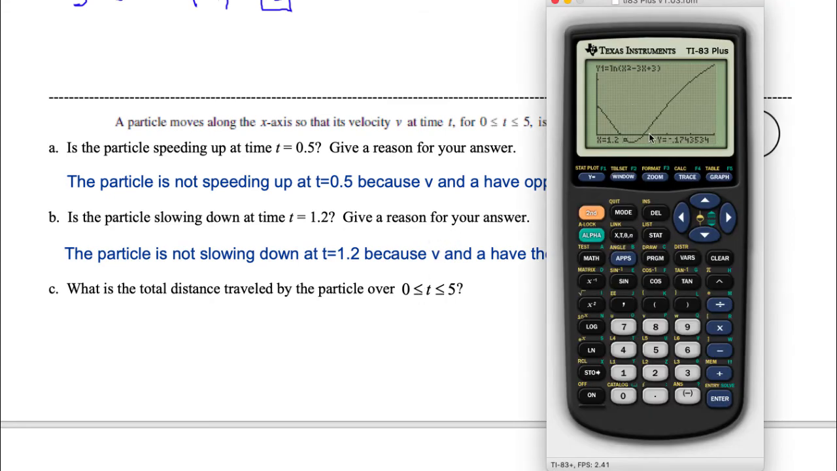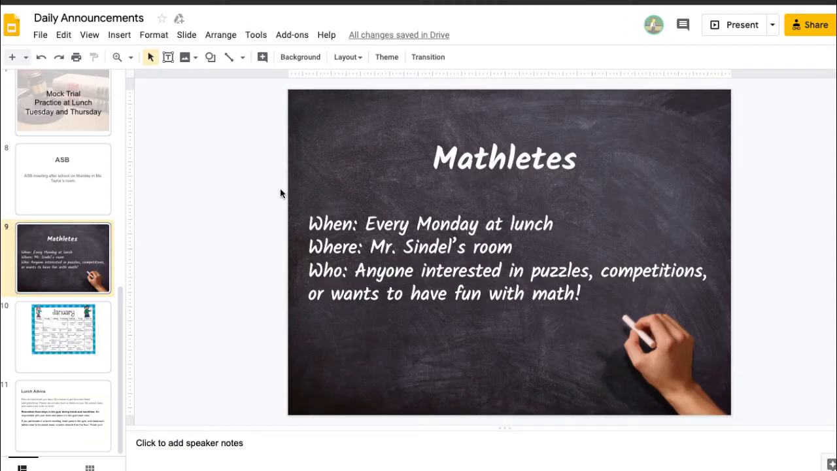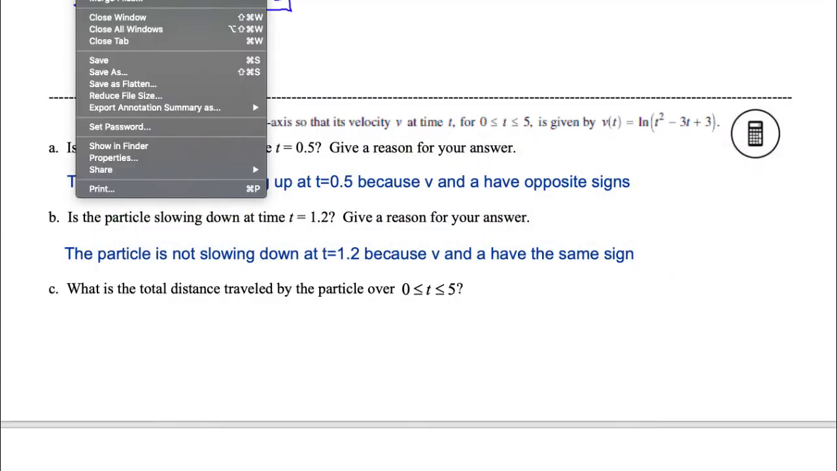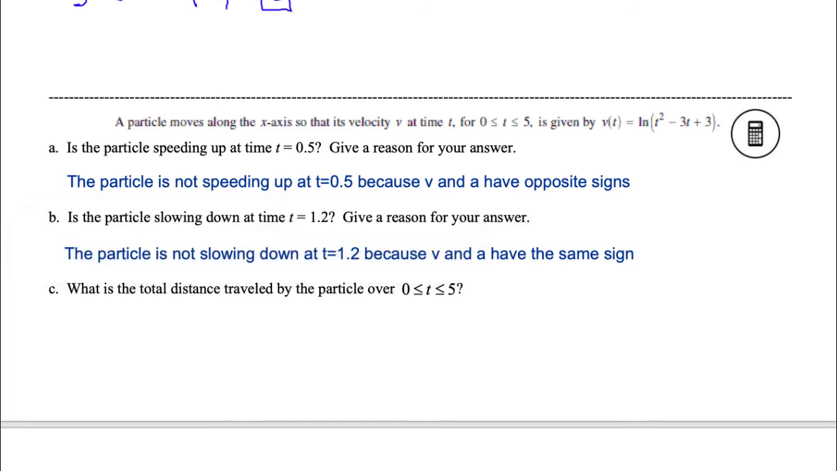So total distance, I need to take the absolute value of this. What just happened? It just died. It just went away for no reason. Come back. Oh, okay. It's karma because you got mad at Mr. Brown. Is that what it is? Sorry, Mr. Brown.